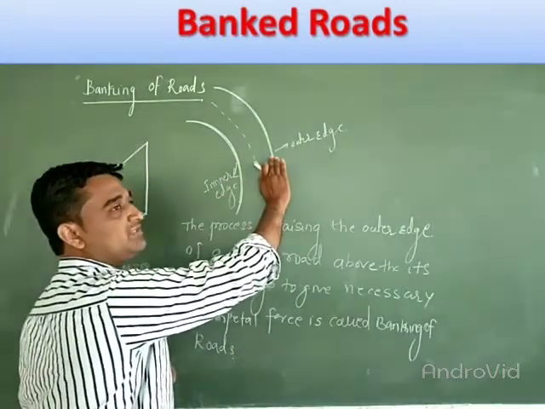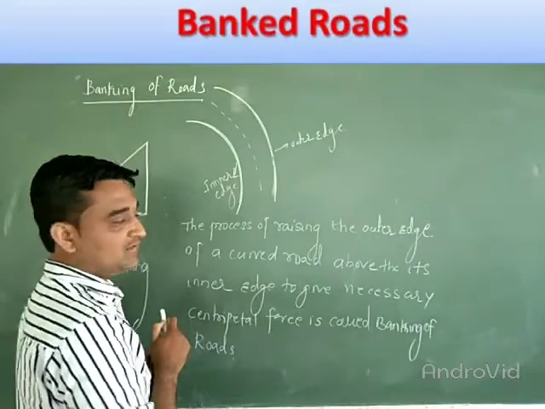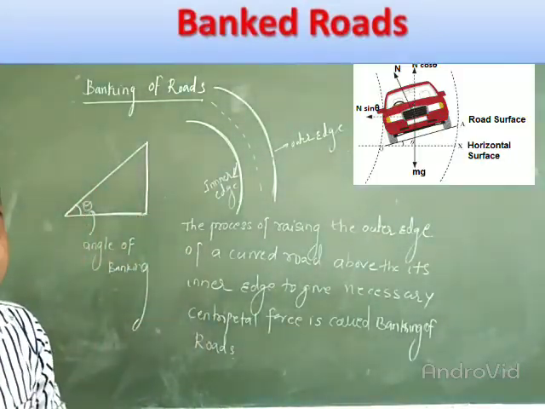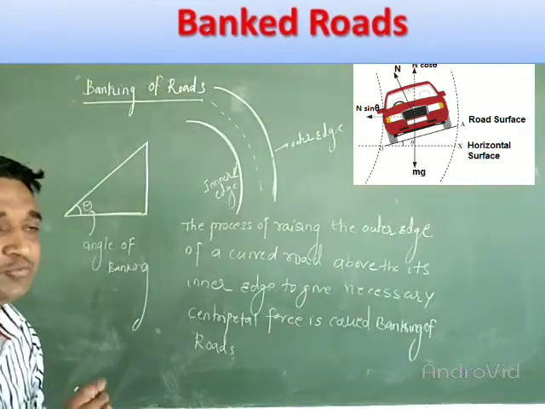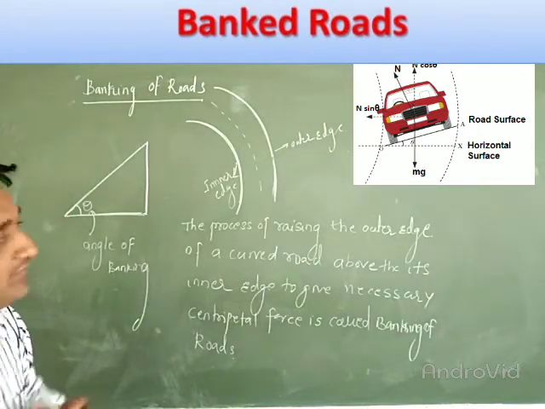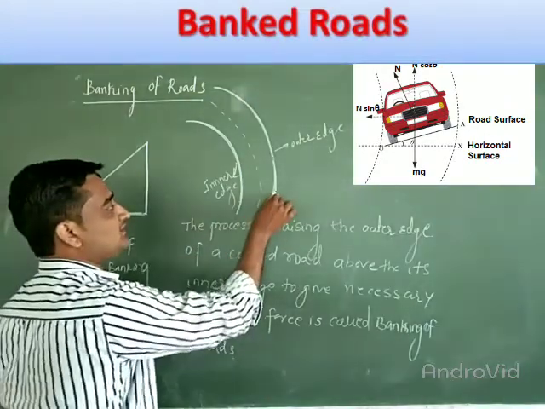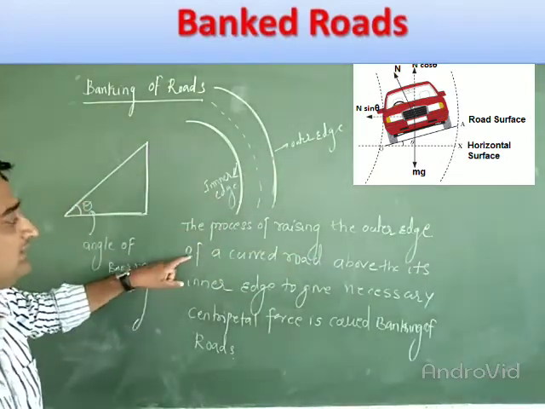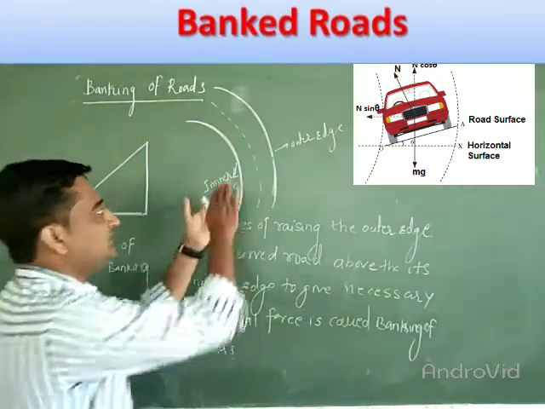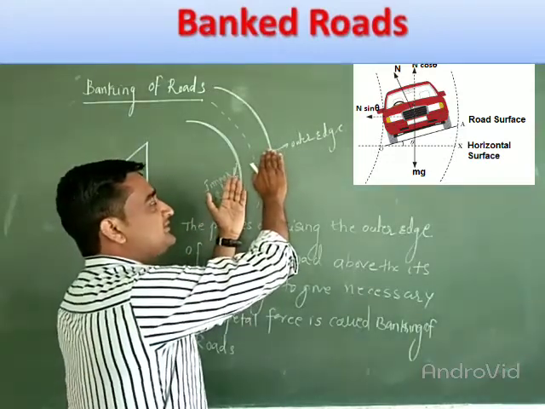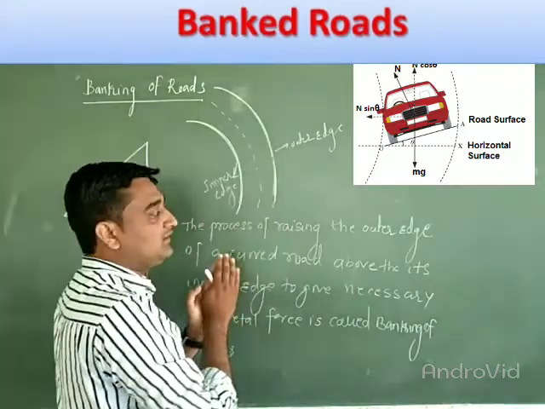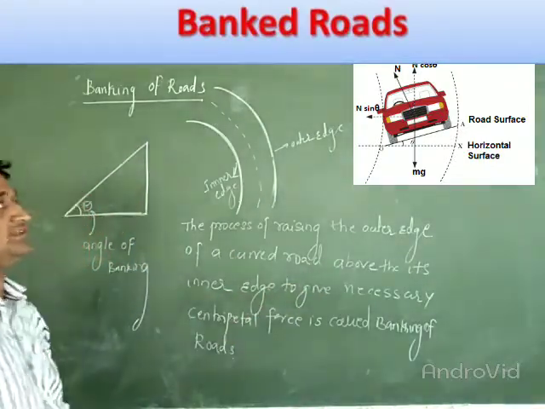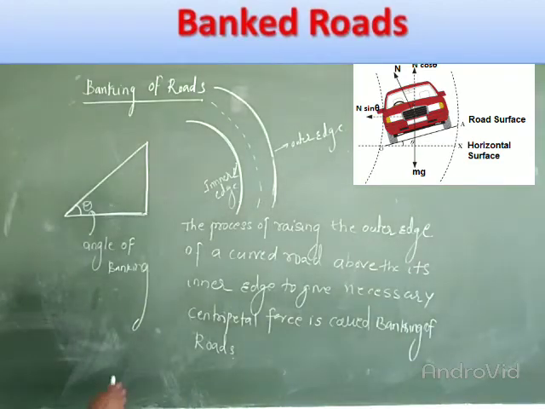The outer edge is made slightly higher than the inner edge, right? To avoid the skidding of the vehicle if it goes at maximum speed, high speed, and also to provide the necessary centripetal force which is required for the circular path here. So in this way, the process of raising the outer edge of a curved road above its inner edge to give the necessary centripetal force is called the banking of roads, right?